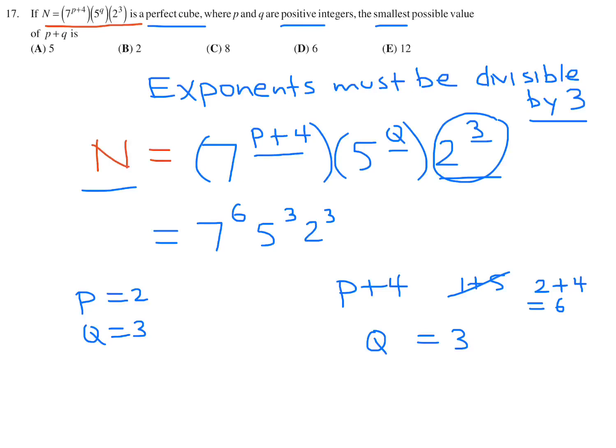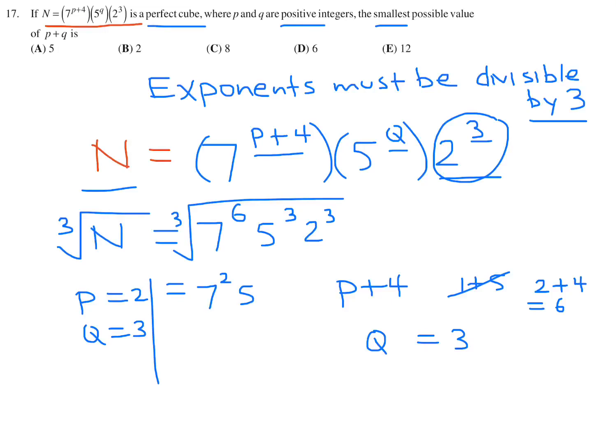Now, is this a perfect cube? Well, take the cube root of it to see. If you get an integer, then it's a cube. The cube root of this is 7 to the power of 2, 5 to the power of 1, and 2 to the power of 1. And this is indeed an integer. So all of our conditions are satisfied. They're asking for p plus q. So p is 2, q is 3, so p plus q is equal to 5. The answer here is A.